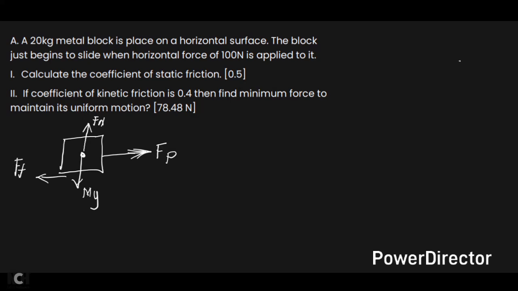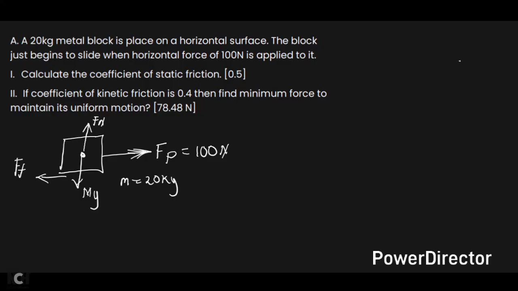From there, they have already given you the applied force, which is 100 newtons. How about the mass of this block? The mass of this block is 20 kg. So they're saying to calculate the coefficient of static friction. How are you going to calculate it?